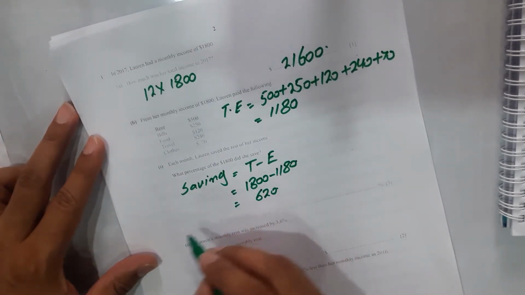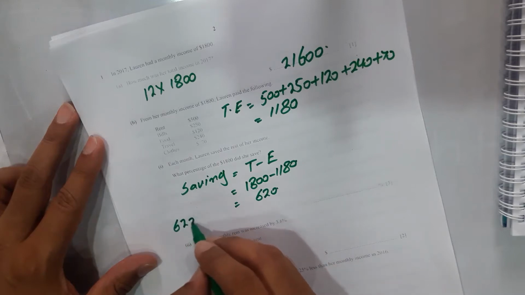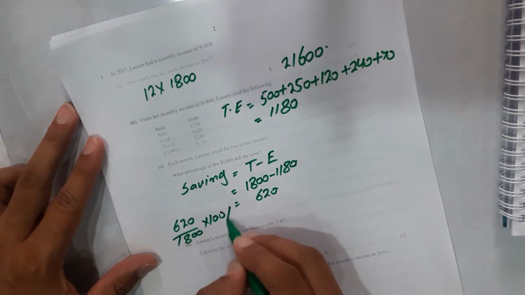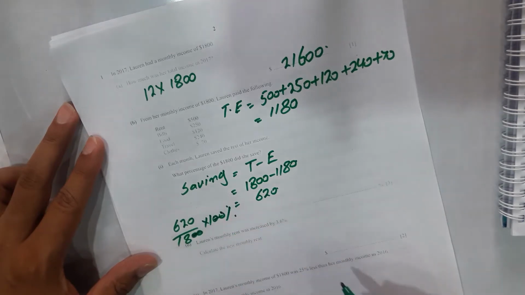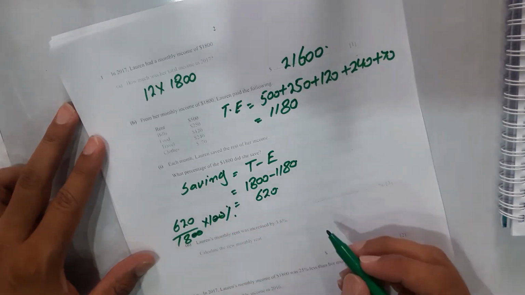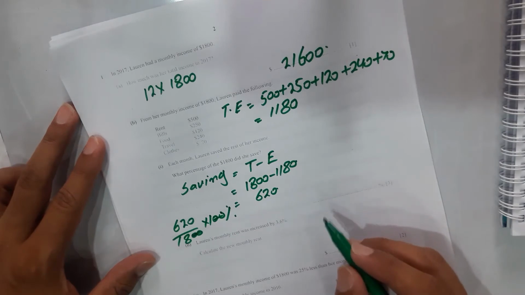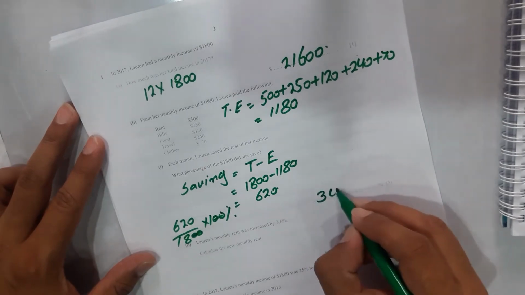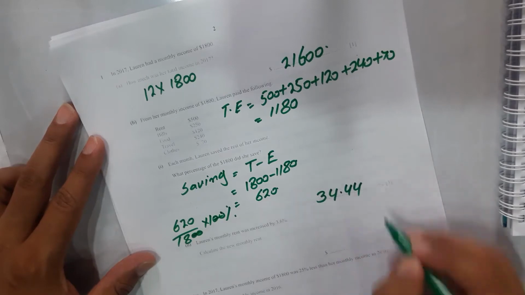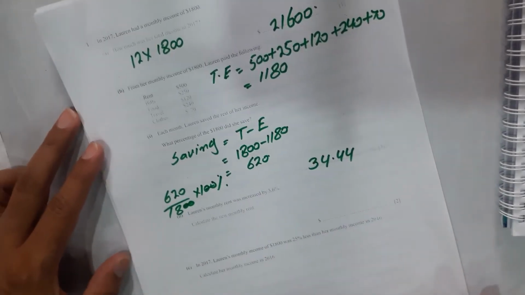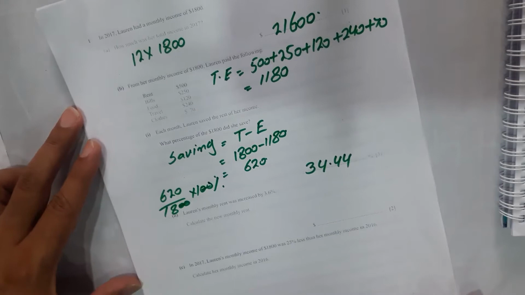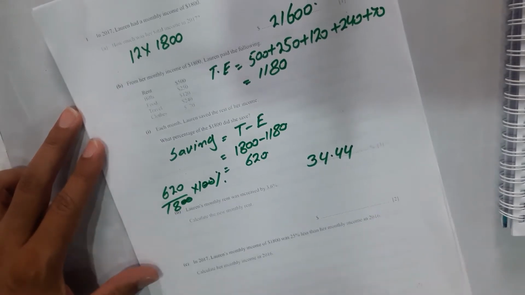So we have to find the percentage: 620 over 1800 into 100%. These two zeros will be cancelled with these two zeros. 620 divided by 18 will be equal to 34.44%.